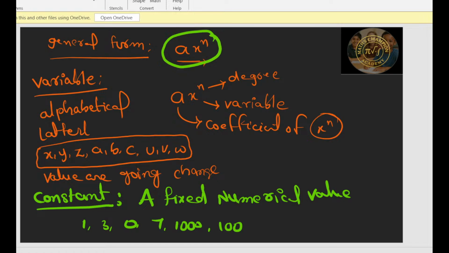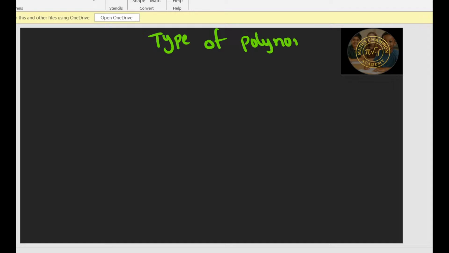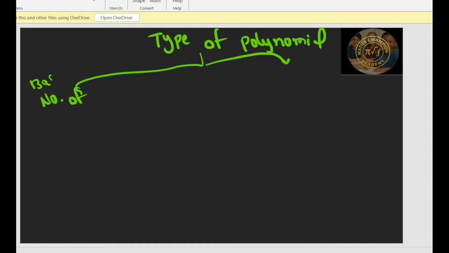Now look at types of polynomial. Polynomials are classified based on their number of terms and based on degree.